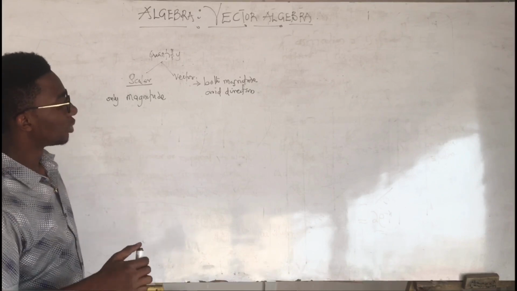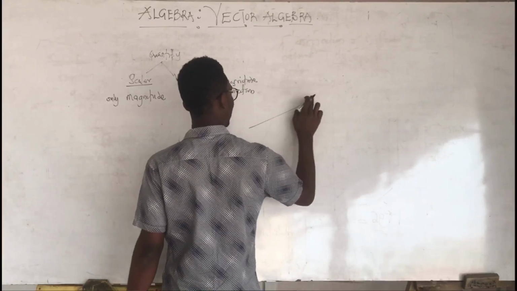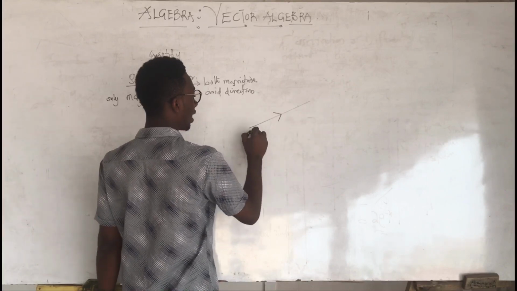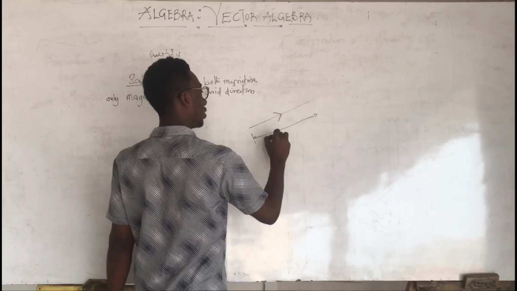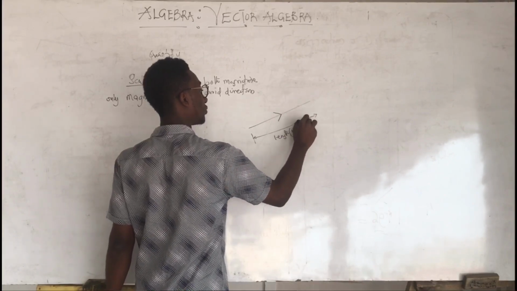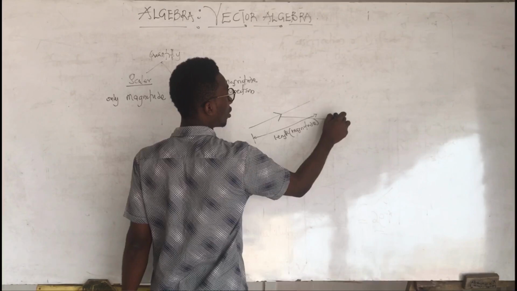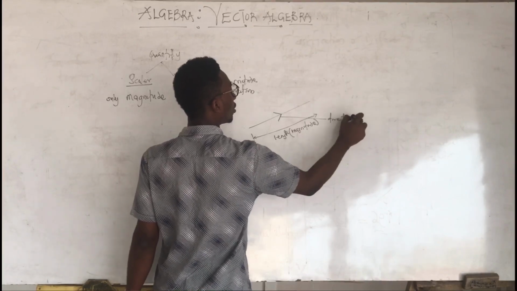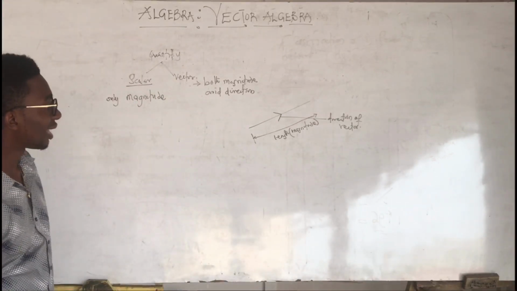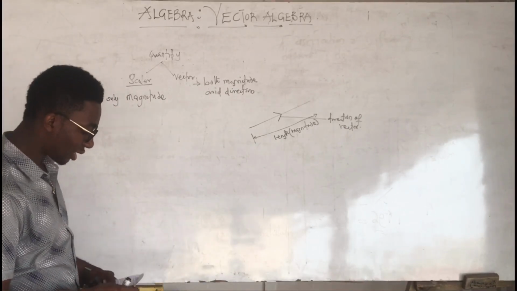All right. Vectors are always represented by what? Arrows. The length of the line is considered the magnitude of the vector, and the arrow represents the direction of the vector. This is how we represent a vector diagrammatically.